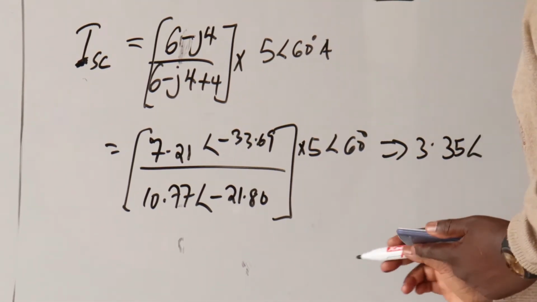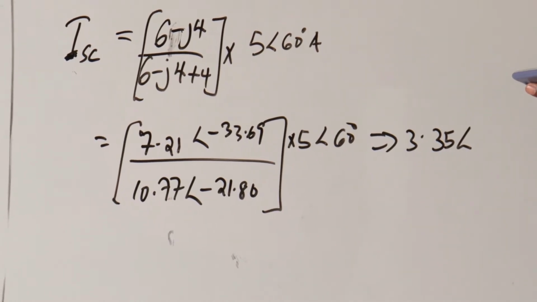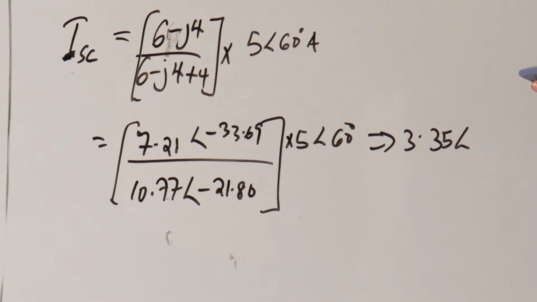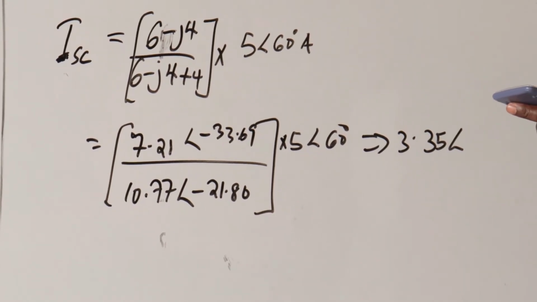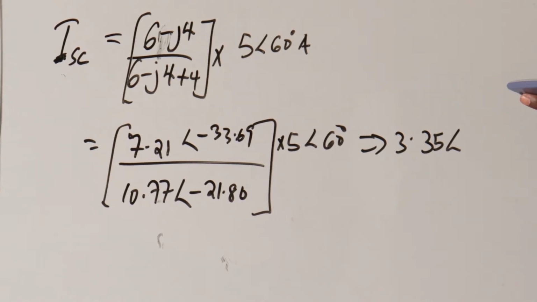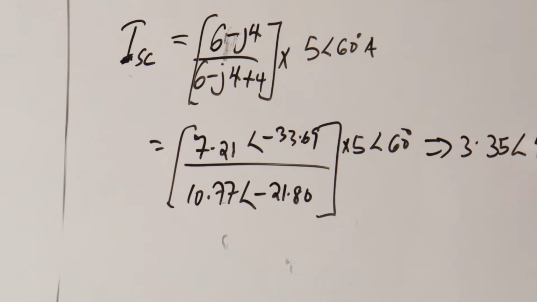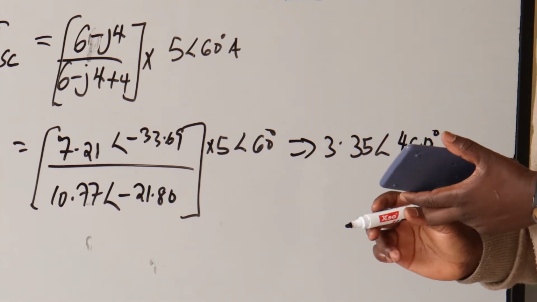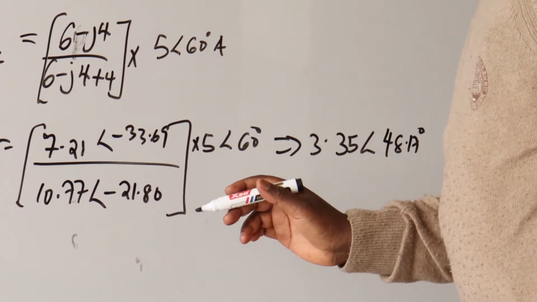This gives us 3.35. The angle there is minus 33.69 plus 21.80 plus 60. We get 48.17 degrees. So that is the current that is going to be across the short circuit path.